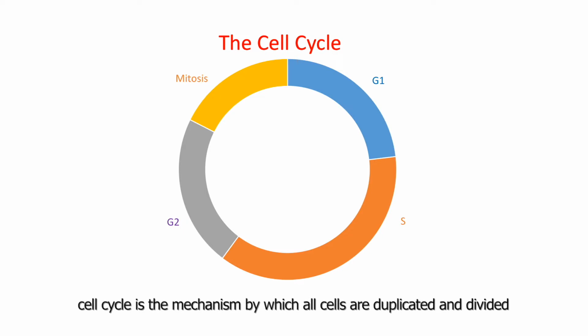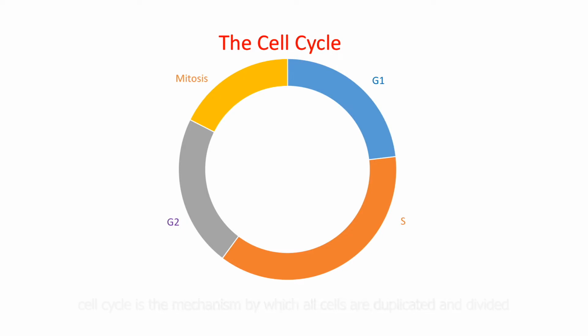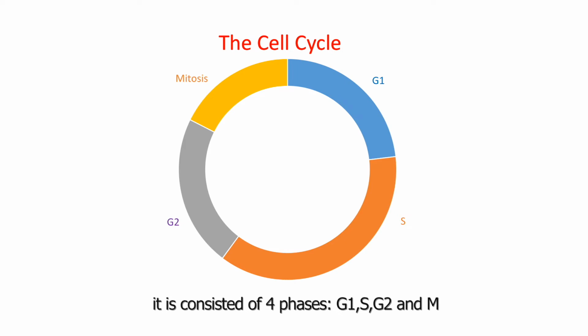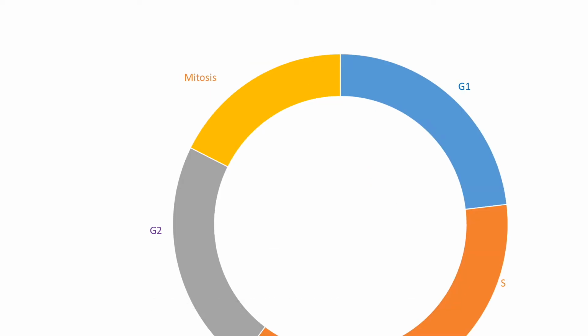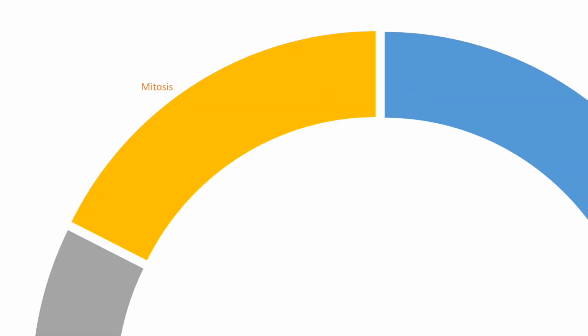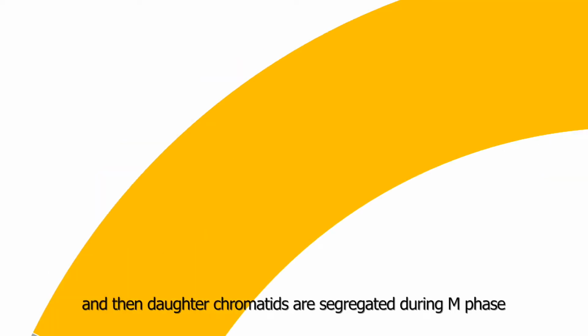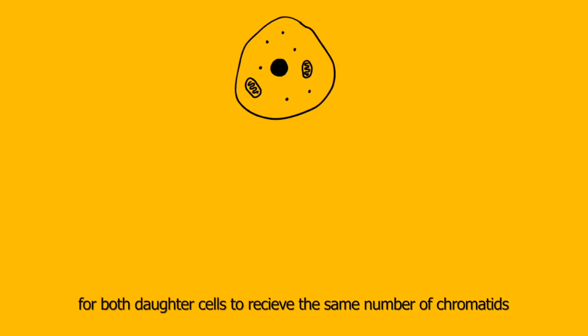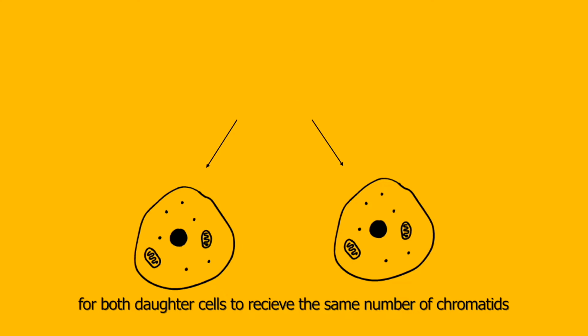The cell cycle is the mechanism by which all cells are duplicated and divided. It consists of 4 phases: G1, S, G2, and M. Chromosomes are duplicated during S phase, and then daughter chromatids are segregated during M phase for both daughter cells to receive the same number of chromatids.